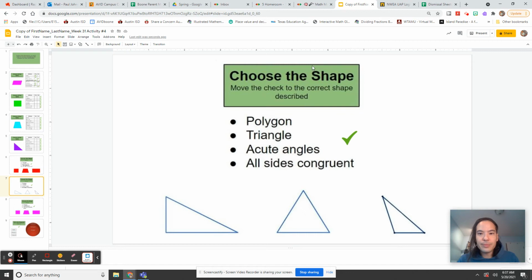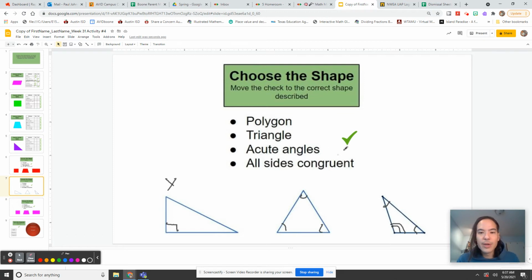Next one. Choose the shape. All right, it's got to be a polygon. All of these are closed shapes made up of lines, so they are all polygons. They are all triangles because they all have 3 sides. Acute angles. Okay, this one has a right angle, so that one does not work. Let's say acute angles. This one has 1, 2, 3 acute angles. That's looking good. This one has 2 acute angles and 1 obtuse angle.